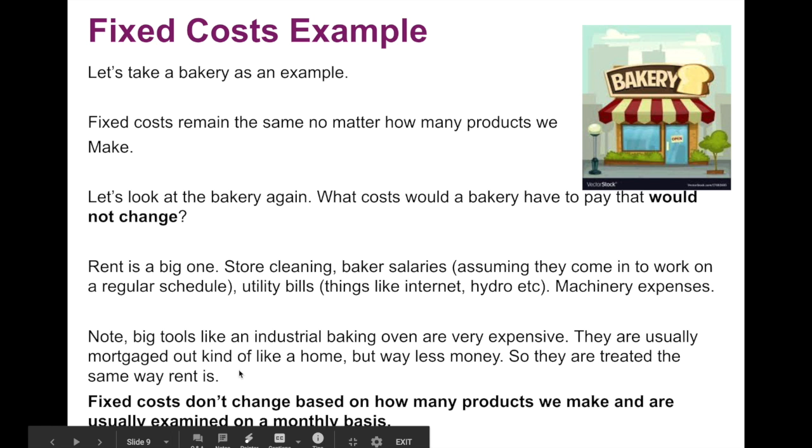So usually we treat big expensive machinery like this the same way rent is treated, in the sense that we regard it as a fixed cost that's paid on a monthly basis, because we pay rent on a monthly basis. Now, fixed costs, again, don't change based on how many products we make. And they're usually looked at on a monthly basis because you pay rent monthly, you pay big expenses like an industrial oven monthly, you pay salaries monthly, you pay your utility bills monthly. So, good rule of thumb is anything that's paid monthly is going to be a fixed expense.